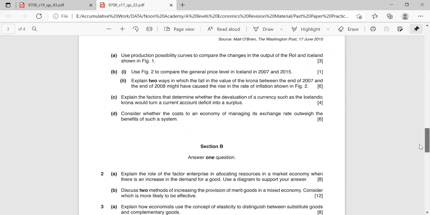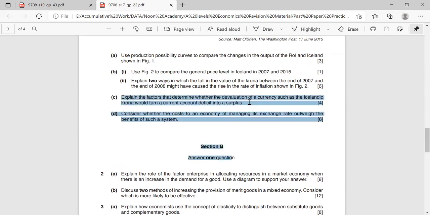The next question says, explain the factors that determine whether devaluation of a currency such as the Icelandic krona would turn a current account deficit into a surplus. Now, what is this question talking about? It's saying that what conditions need to hold true in which the devaluation of the krona would result in a balance of payments surplus for Iceland, right?